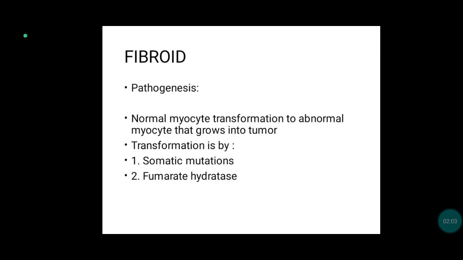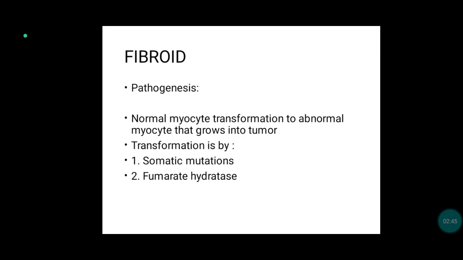So to recall the pathogenesis of fibroid, a normal myocyte should undergo transformation to form an abnormal myocyte, and that abnormal myocyte will grow into a tumor. The transformation from normal to abnormal myocyte is being helped by somatic mutations and fumarate hydratase. The most common somatic mutation is MED12, which is a mediator subunit complex. The second most common somatic mutation is AT hook, and fumarate hydratase is another factor that helps in transformation of normal to abnormal myocyte. Fumarate hydratase is an inherited mutation and causes hereditary leiomyomatosis.